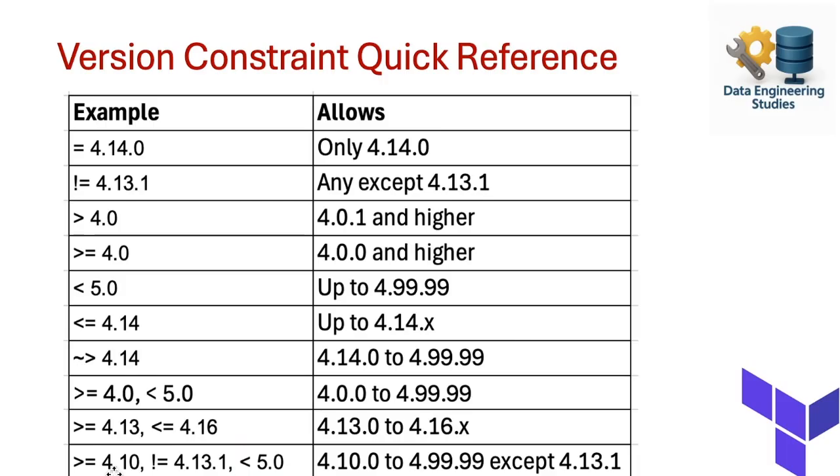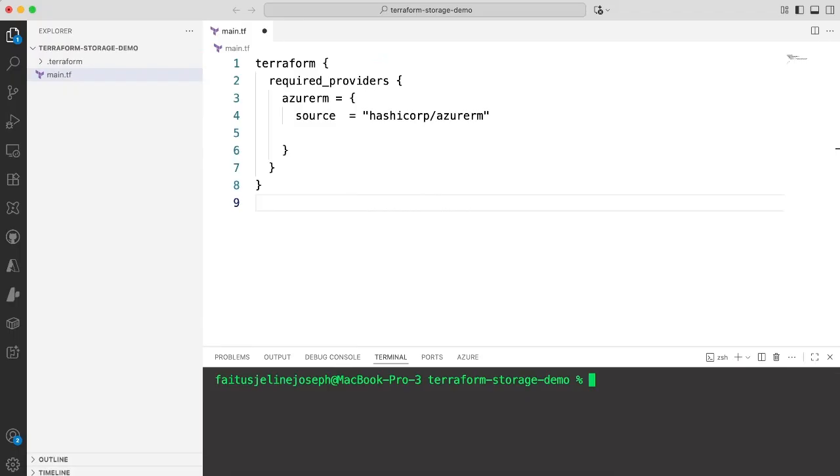Now let's see the practical implementation of Terraform versioning. Let's see the demo. Here is my Visual Studio Code, and if you see here, I have the main.tf file. First, let's see the structure of this file. We have a Terraform block. Inside that, we have the required providers section. This is critical because it tells Terraform which provider is needed in our infrastructure.